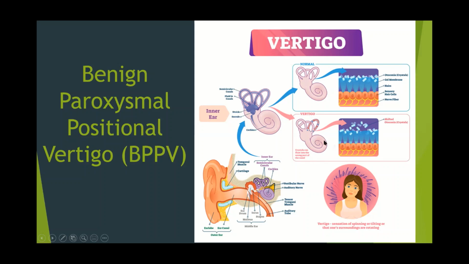So if that's the case in benign paroxysmal positional vertigo, what we're going to do in the office is a series of maneuvers to help these crystals get back to where they need to be, at the base of these canals and back into the gel membrane, so they don't get dislodged again.